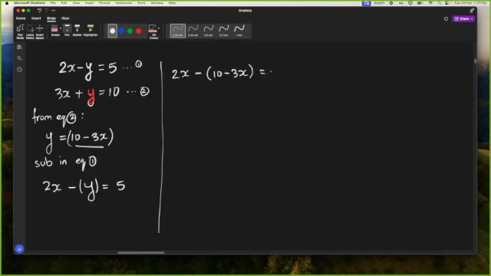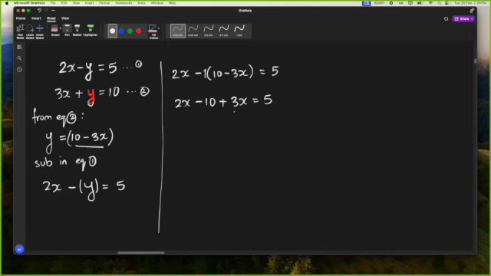Wait. 2x minus y is equal to 5, yes. I thought I mixed up the equations there for a minute. So this is a minus 1 outside of these brackets here. So when you expand the brackets, 2x minus 1 times 10 will give you minus 10. And minus 1 times minus 3x will give you plus 3x, right?